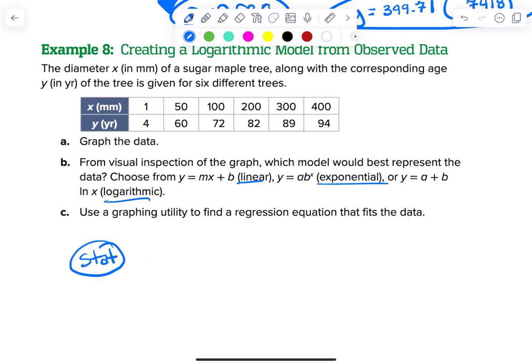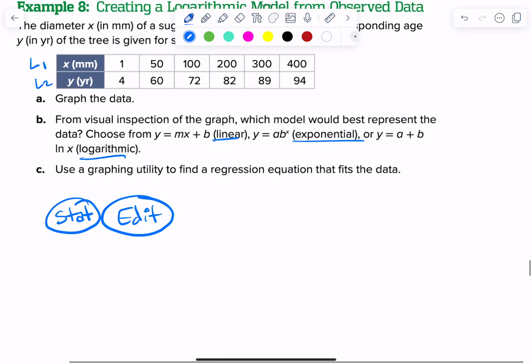This looks exponential just looking at the numbers. Stat edit. Do you think so? An exponential growth? Yeah, it could be. Okay, stat edit. Type in your numbers. This is list 1 and list 2. Type in those numbers and see what you get. And then we need to decide, is it linear, exponential, or log?